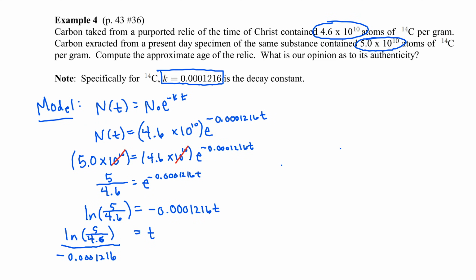Now, if we type that into our calculator, and we can approximate here on the very last step, we'll obtain negative 685.70. And again, this is time in years.